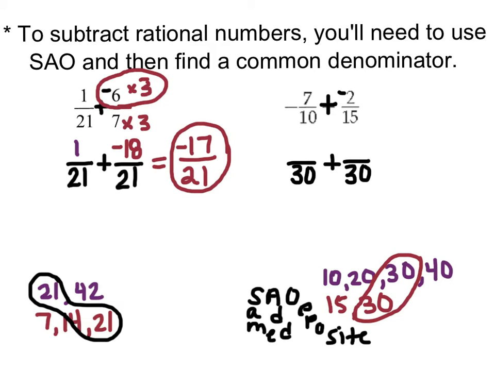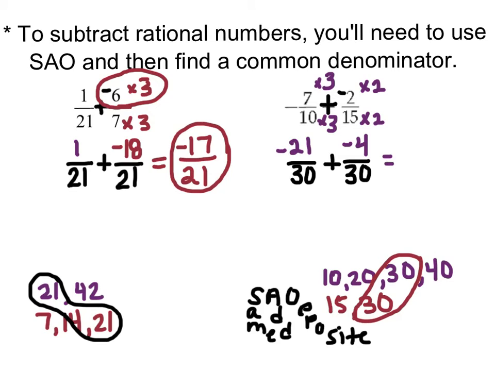The first fraction, -7/10, we're going to need to multiply that fraction by 3, because 10 times 3, that's how we're going to get 30ths. So -7 times 3 is -21. Over on my second fraction, I'm going to multiply by 2. -2 times 2 is -4.